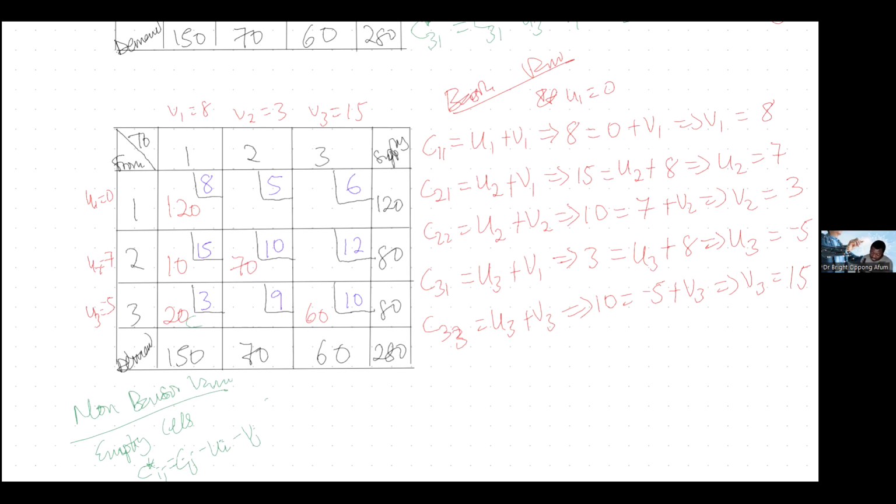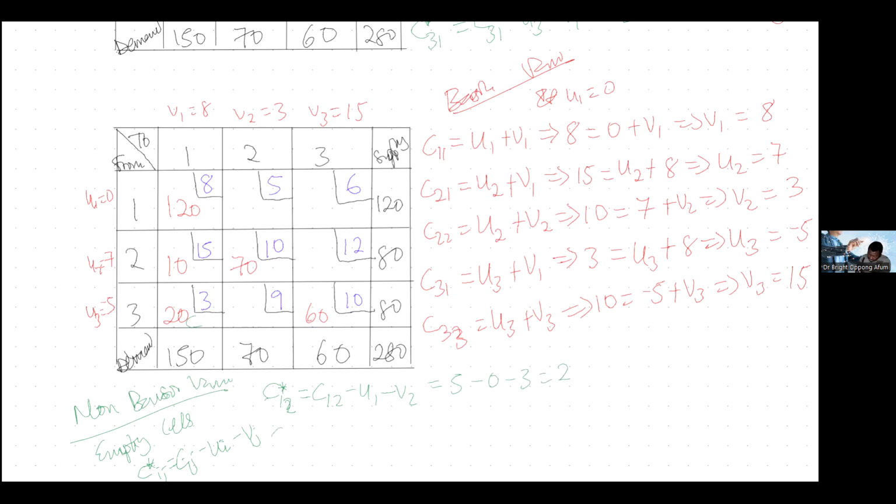All right. So if I take the first empty cell, C12, and we are evaluating C12, then the net cost change Δ12 is made up of C12 minus U1 minus V2. So what is C12? The value is 5, so 5 minus 0 minus V2, which is 3, and we have 2.